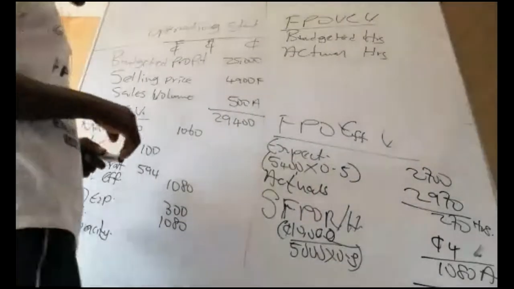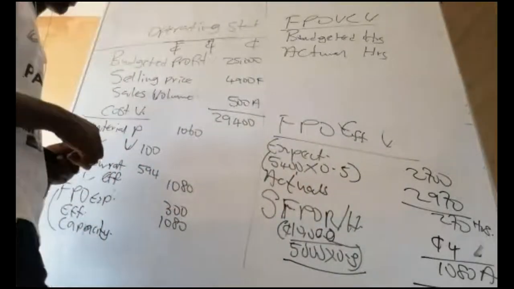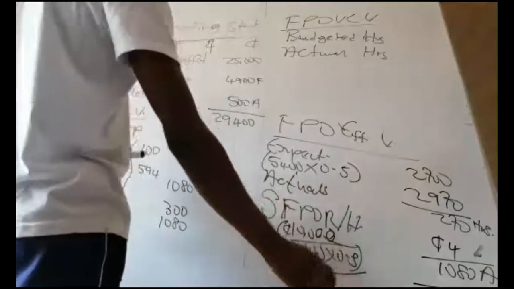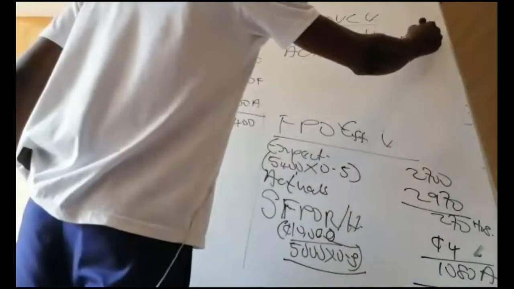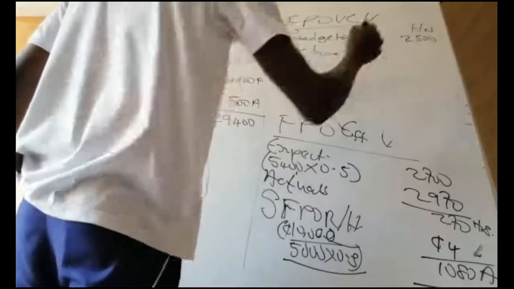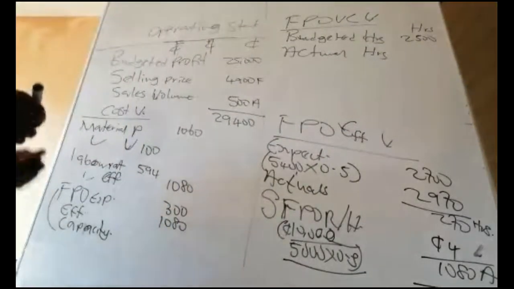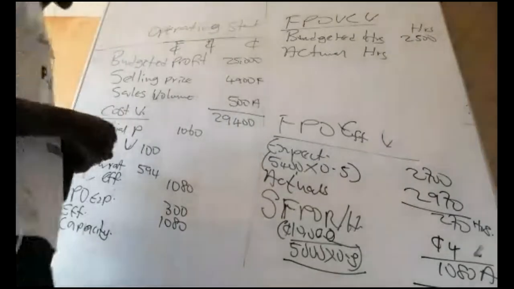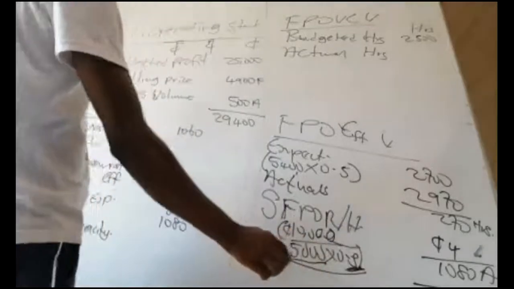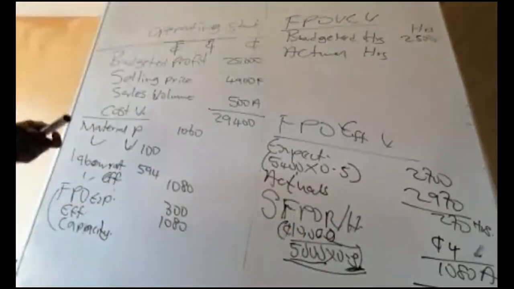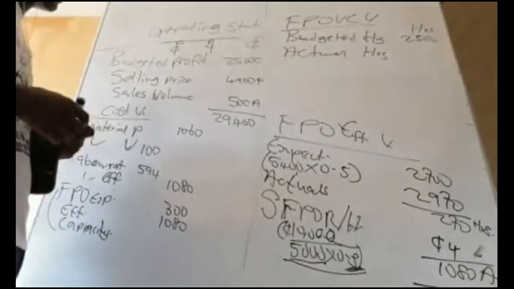So budgeted hours is this one, 5,000 by 0.5, which is 2,500 hours. How do you get that? It is the 5,000 times the 0.5, because each unit that we budgeted to produce, you have to spend 0.5 hours. Now we budgeted to produce 5,000. So in total, you're likely to spend 2,500 hours versus the actual hours.